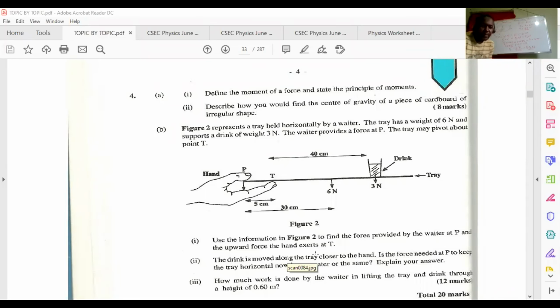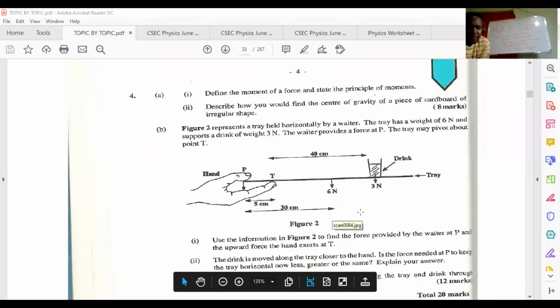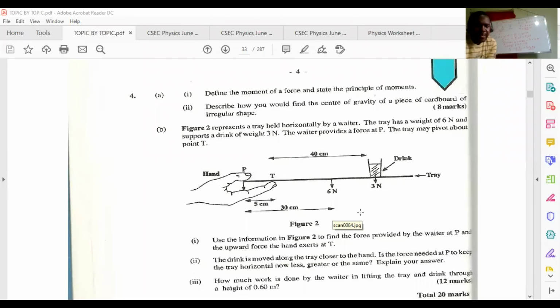All right, so let's look at the second part for this question. It says, the drink is moved along the tray close to the hand. Is the force needed at P to keep the tray horizontal less, no less, greater, or the same? Explain your answer. All right, so I'm throwing that one to you.